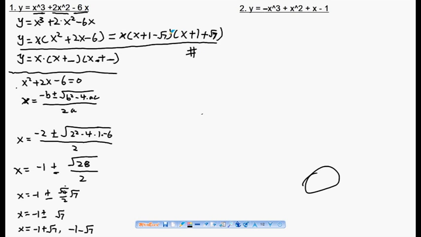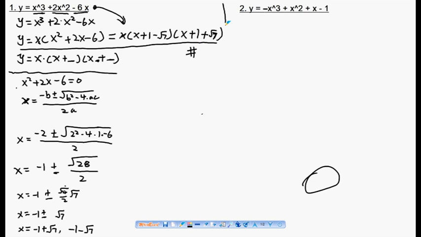We have to factorize this polynomial into this form simply because if we need to draw a graph of it, we can find the x-intercepts in this form.